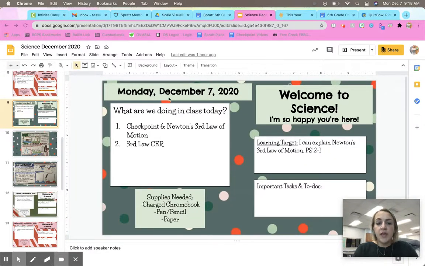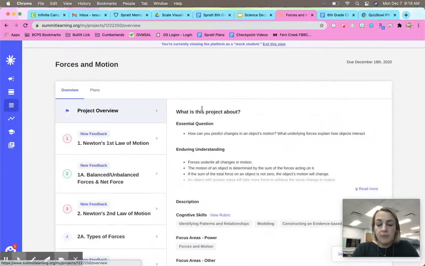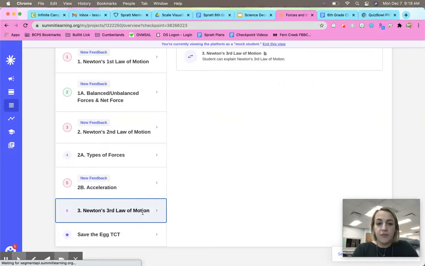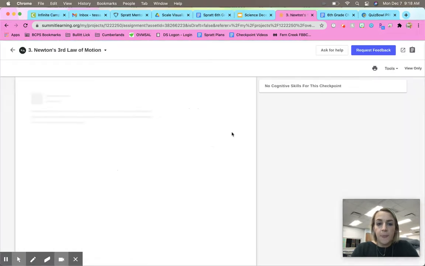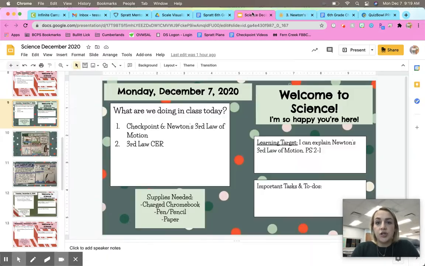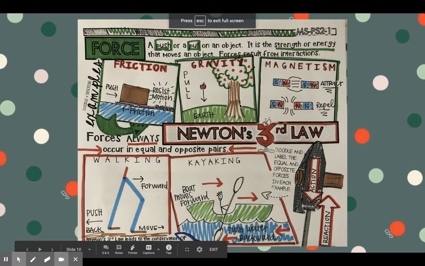So we are going to be working on checkpoint 6, which is Newton's third law of motion, and doing the third law CER today. So if you will go to your year view, you need to open up forces in motion. And we are on checkpoint 6, which is number 3, Newton's third law of motion. You're going to open that up. I'm going to be going over the definition and some examples from class. You will insert your own picture to help you understand Newton's third law, and then you will do an example from everyday life. So we are going to jump right in and start with a little bit of information about Newton's third law. We're just going to talk and review a little bit first.